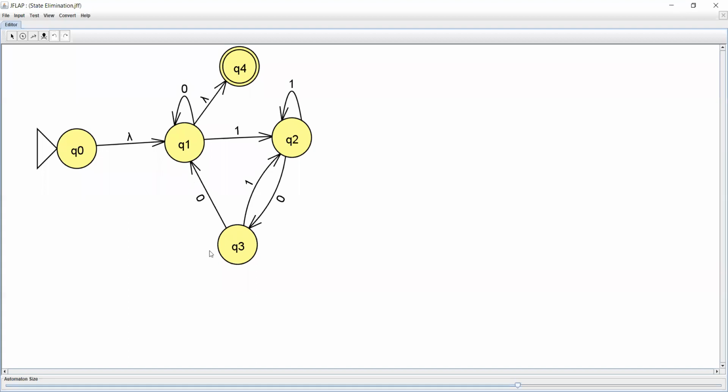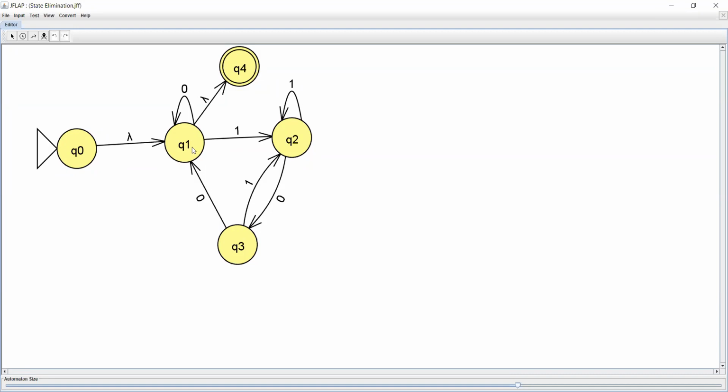Now this is the transition diagram which we are going to get after doing the modification as per the rules of the state elimination method. Earlier we had Q1 as the initial state and Q1 itself was also a final state. Now, as Q1 itself is a final state, we have introduced a new final state called Q4, made the old final state non-final, and specified an epsilon transition to Q4. This is one thing we are doing.